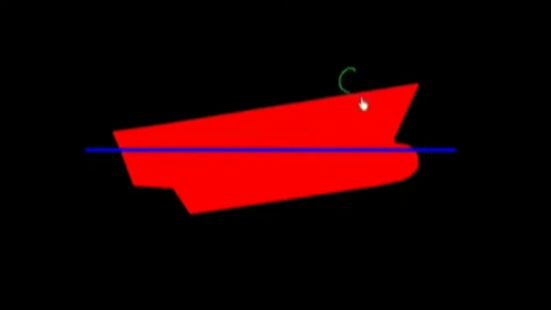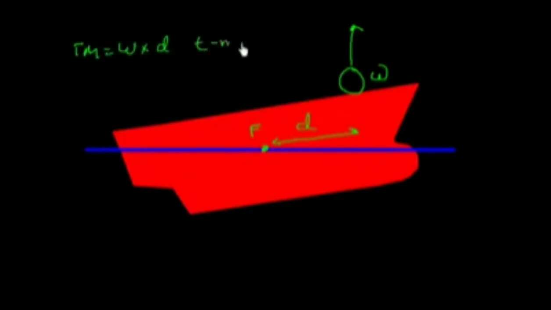Now in case of discharge, suppose I discharge this W ton weight like this, and this is my center of flotation, then the trimming moment is W into D ton meter, and we'll say by stern. Why? Because if I discharge something from forward, my aft draft will increase. So I will say this trimming moment is by astern.